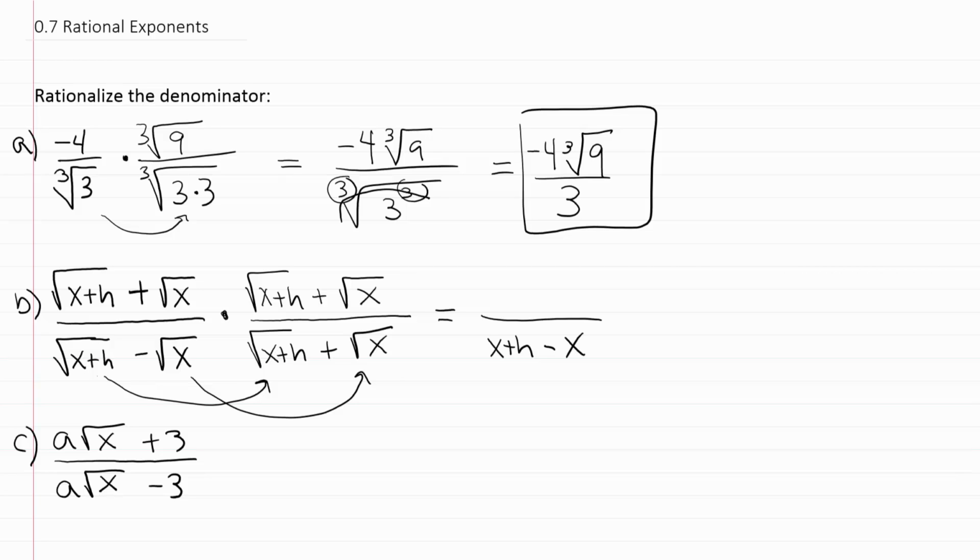And in the top, we're basically going to have to do the foiling here. So we're going to have to expand that out the long way. So the square root of x plus h times the square root of x plus h is going to end up giving you x plus h.